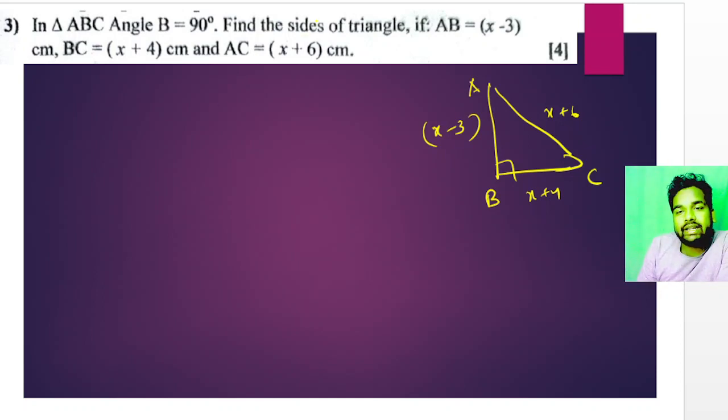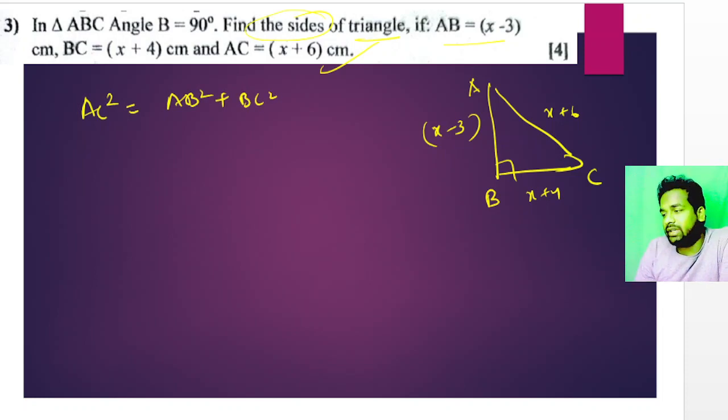Since the question is to find the sides of the triangle, the condition given is AB is equal to x minus 3, BC is equal to x plus 4, and AC is equal to x plus 6. So in this session we are going to find the sides of the triangle. The first concept you have to understand is that if you have a right angle triangle, then you can directly apply the Pythagoras theorem. So you can write from the Pythagoras theorem, AC square is equal to AB square plus BC square.